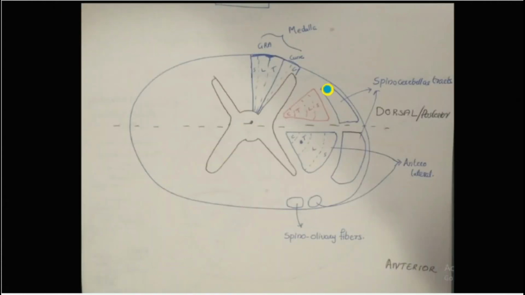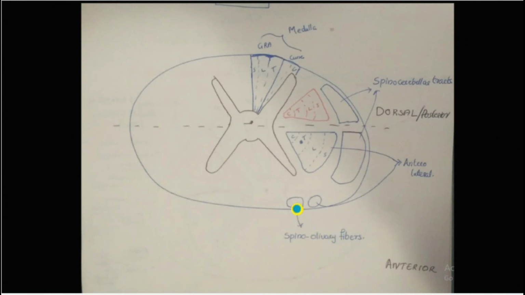If you are talking about the sensory system, there is another tract system which conducts the impulses from the spinal cord to the cerebellum. It is located more laterally. We have both the anterior and posterior spinocerebellar tract. It comes from the spinal cord and gets into the cerebellum. So this is the anterior spinocerebellar tract, and this is the posterior spinocerebellar tract.